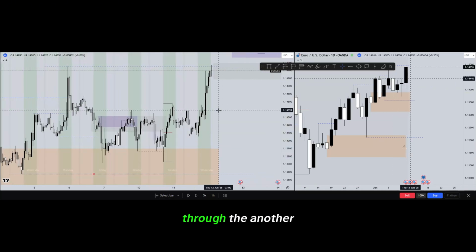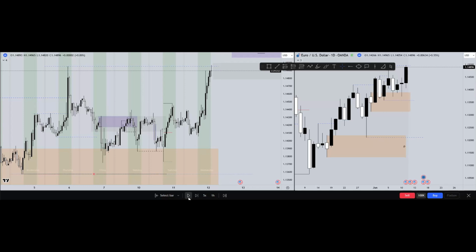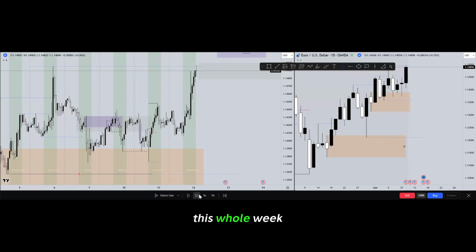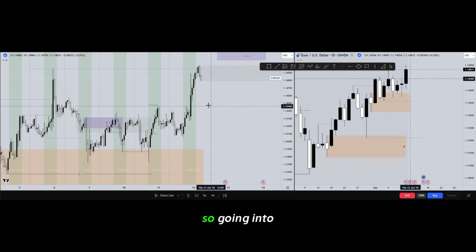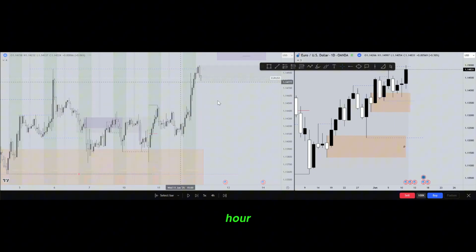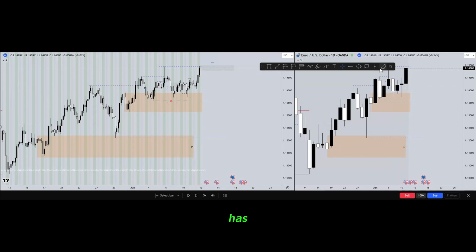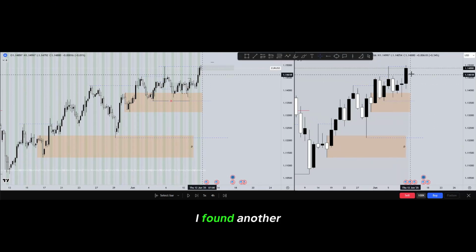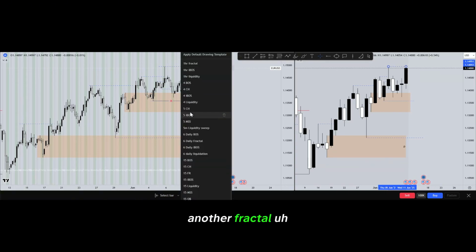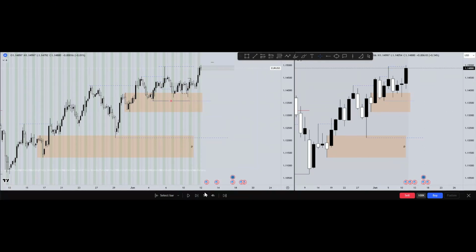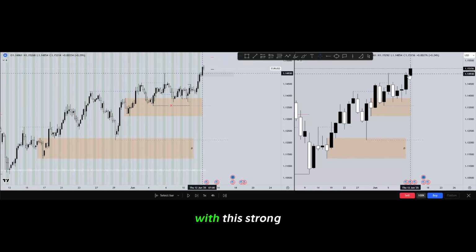And to go through, okay, let's finish this whole week and then we'll jump into the another pair. So we should go to the 4 hour. Now the price has formed another fractal here. Let's see the close of the day. See, price closed here with this strong bullish push to the upside.